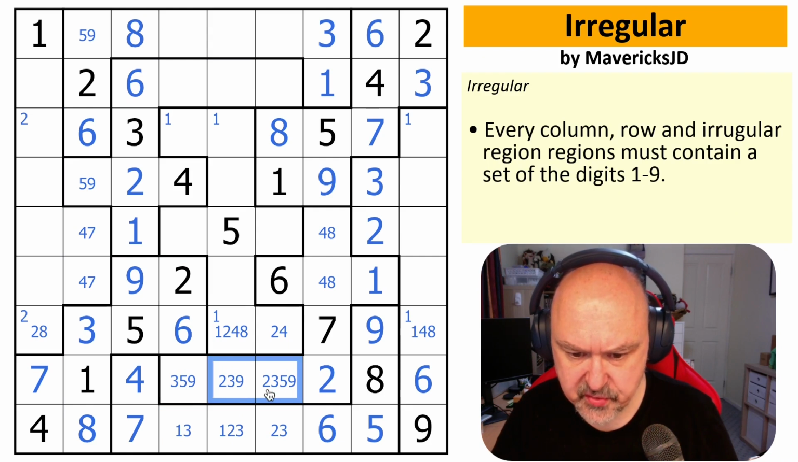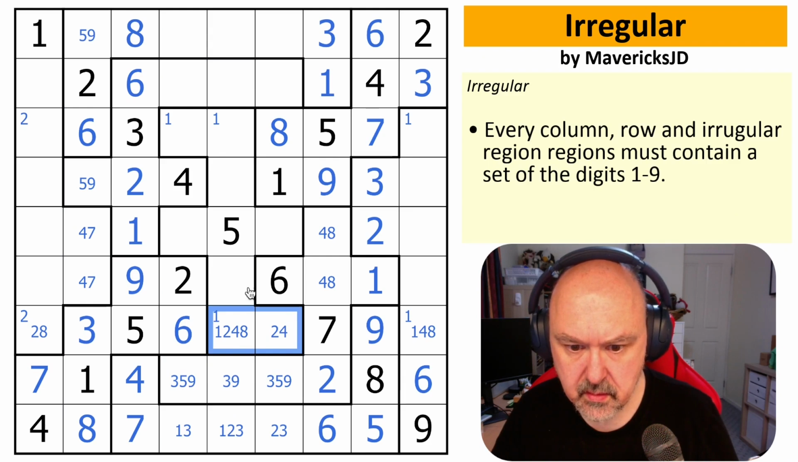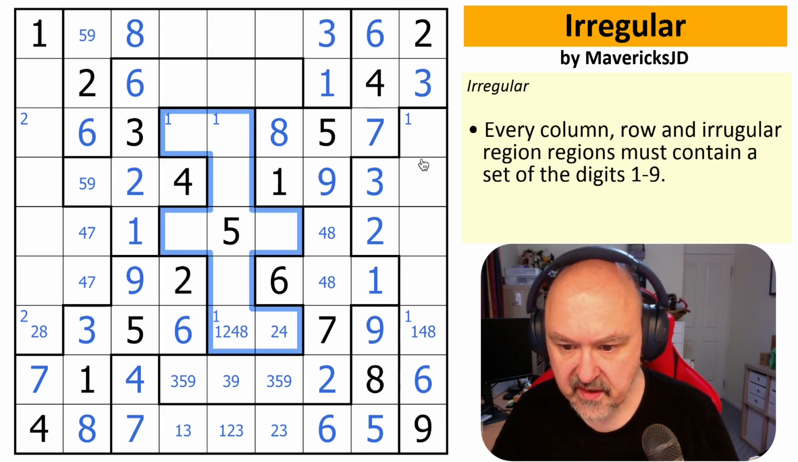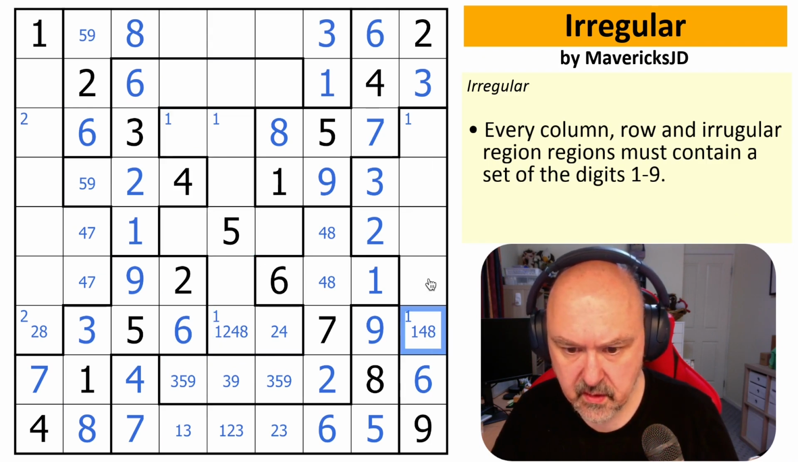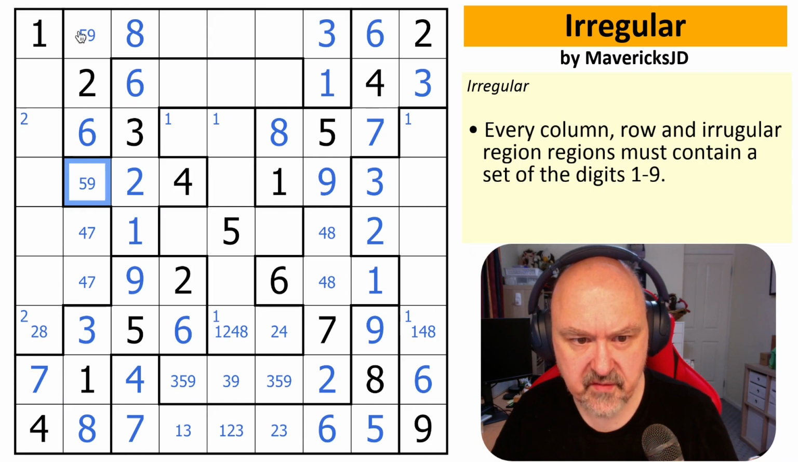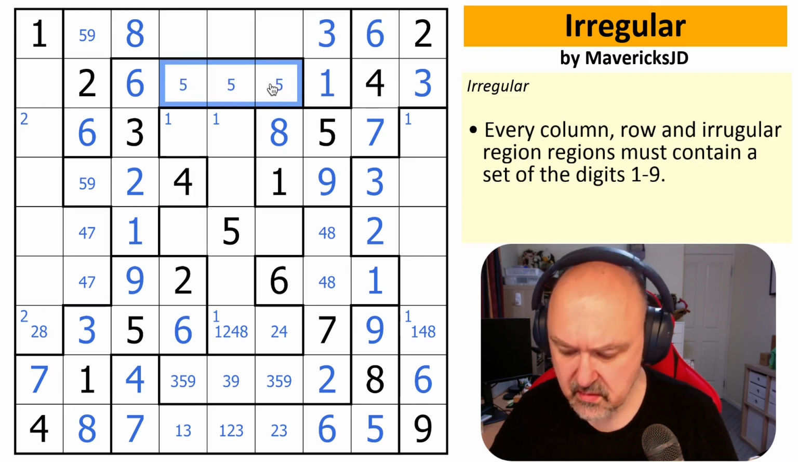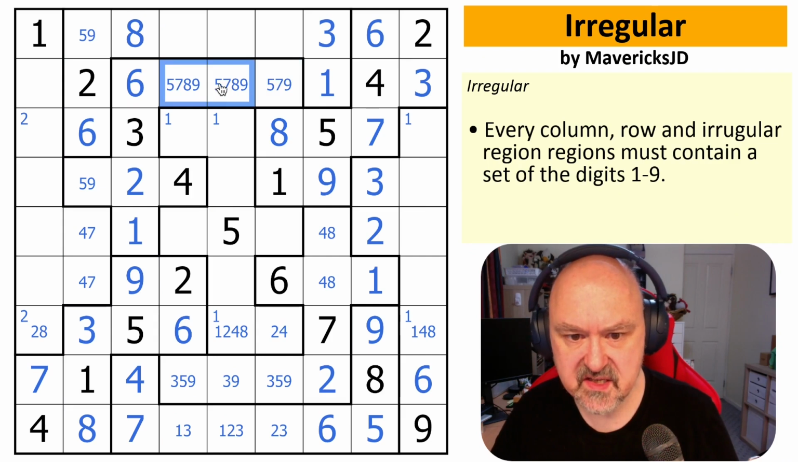Now I can remove 2 from those. So this is 3, 5, 9. This center region is holding on for everything it's worth, isn't it? So I'm looking for more of these leftover bits. 5, 7, 8, 9 go in here. That one can't be 8. So 8 is in one of those two. This digit and this digit are the same.